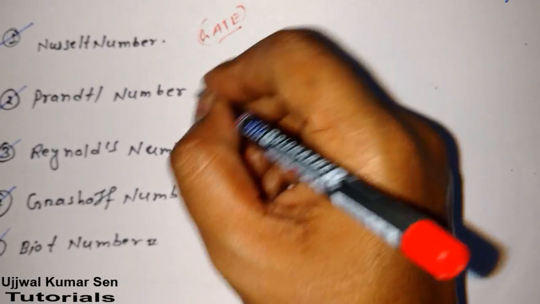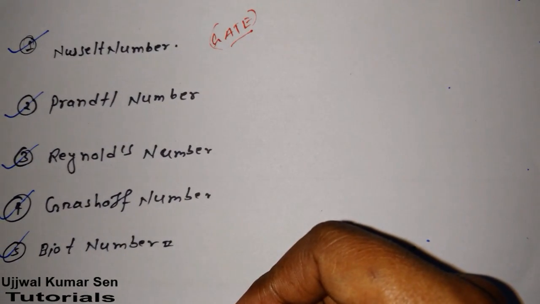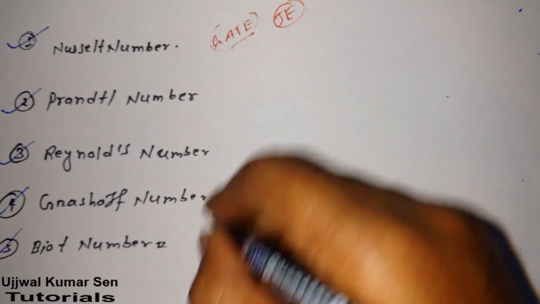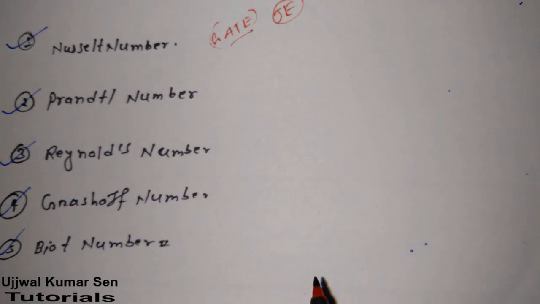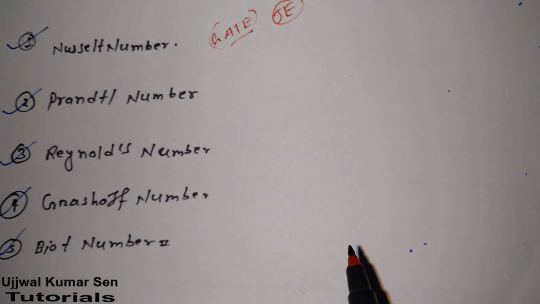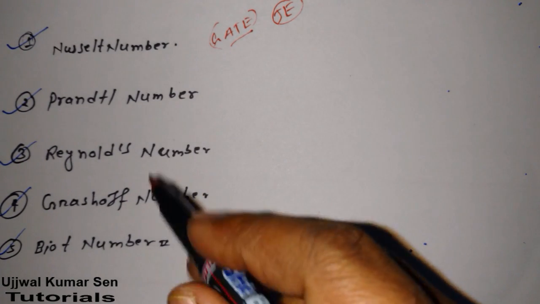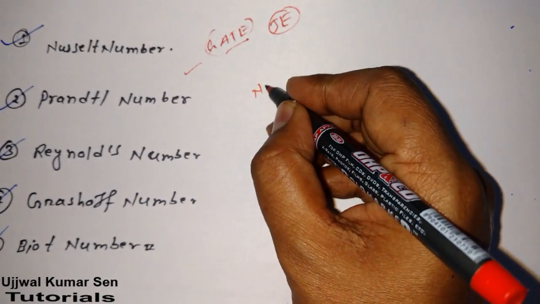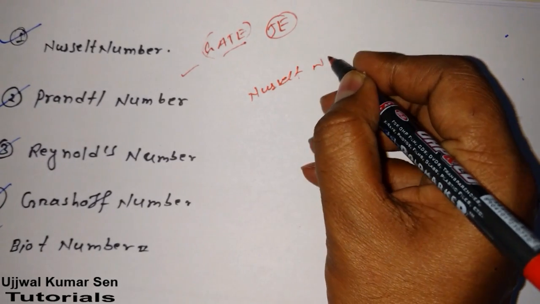I mean, most of the time they ask formula, as well as if you are preparing for any other examination just like JE, then even you are going to get questions from these numbers. And I did analysis. Most of the time they ask questions from all these numbers. So let's get started from Nusselt number. So what is basically Nusselt number?